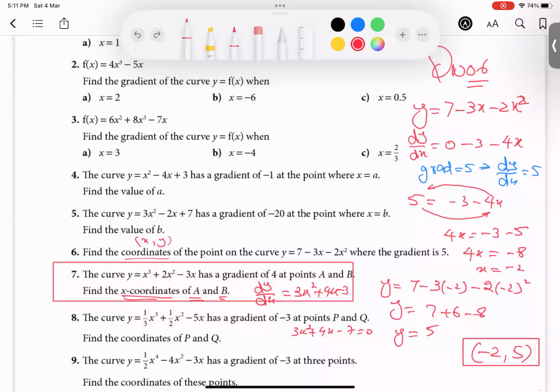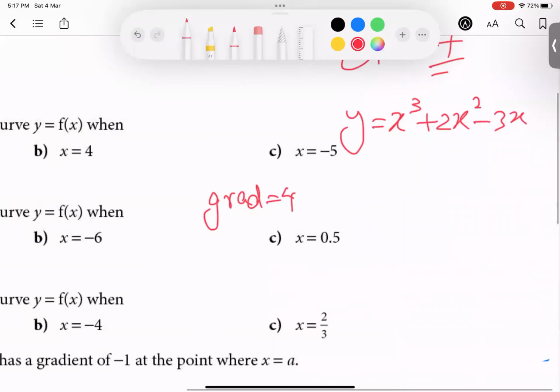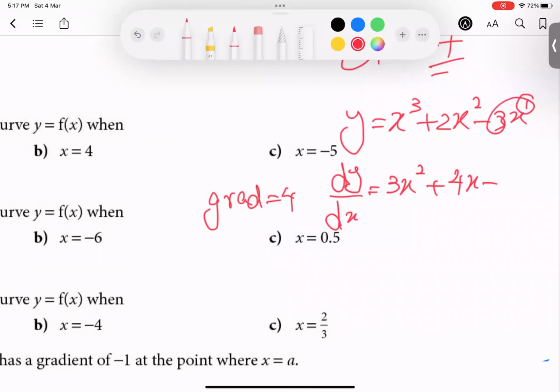Yes, students, let's start. Question number 7 was what? He gave us the equation of the curve. He said that the gradient is 4 and find the x coordinates of A and B. So let's start. First of all, I will differentiate, my students. All of you are familiar. This 3 comes down and power 1 less. This 2 twos are 4 and power 1 less. The 1 you write or you don't write. And the derivative of 3x is 3. How come? Because 1 goes down, 3 and something to power 0, and some power is 1. So the 1 you write or you don't write.